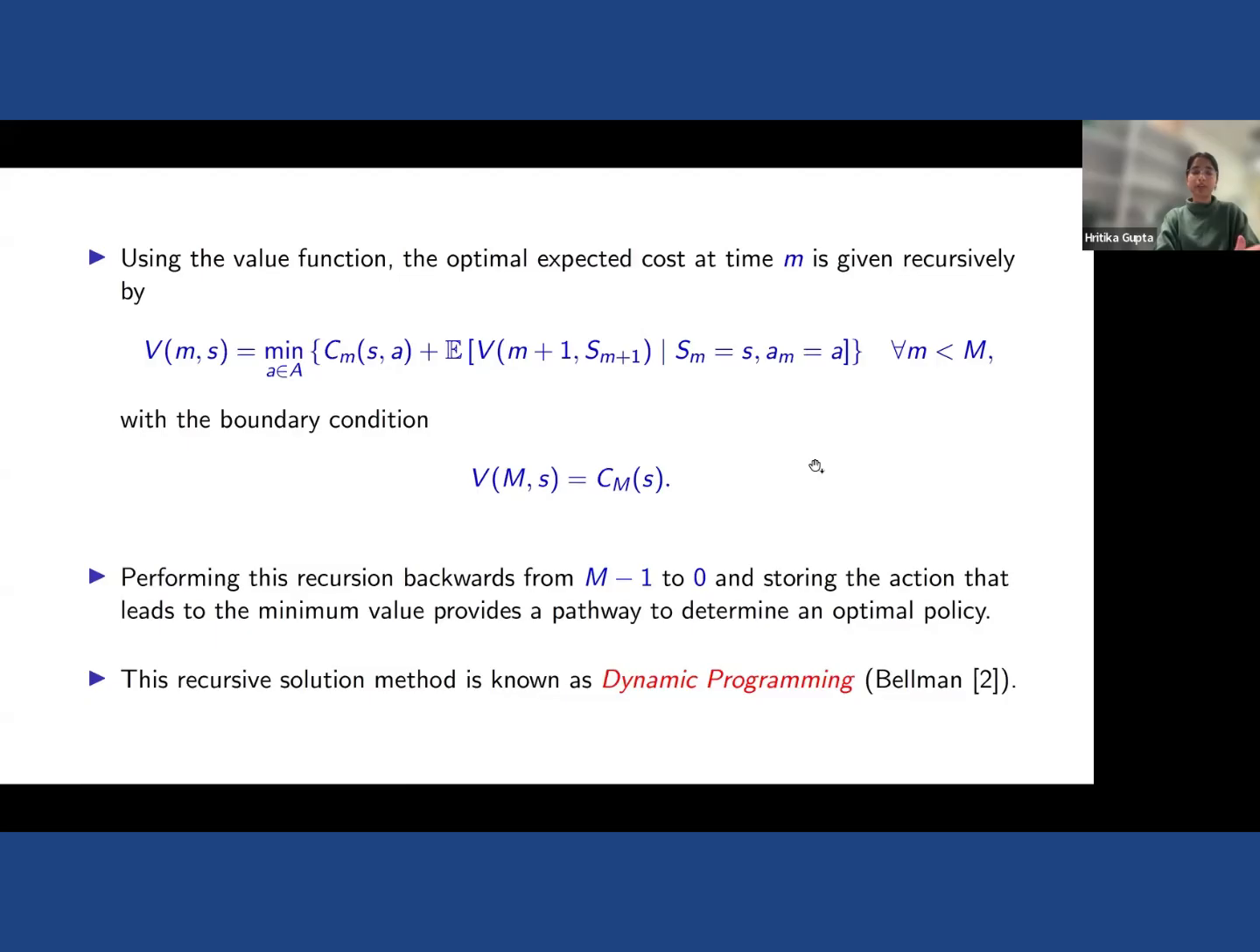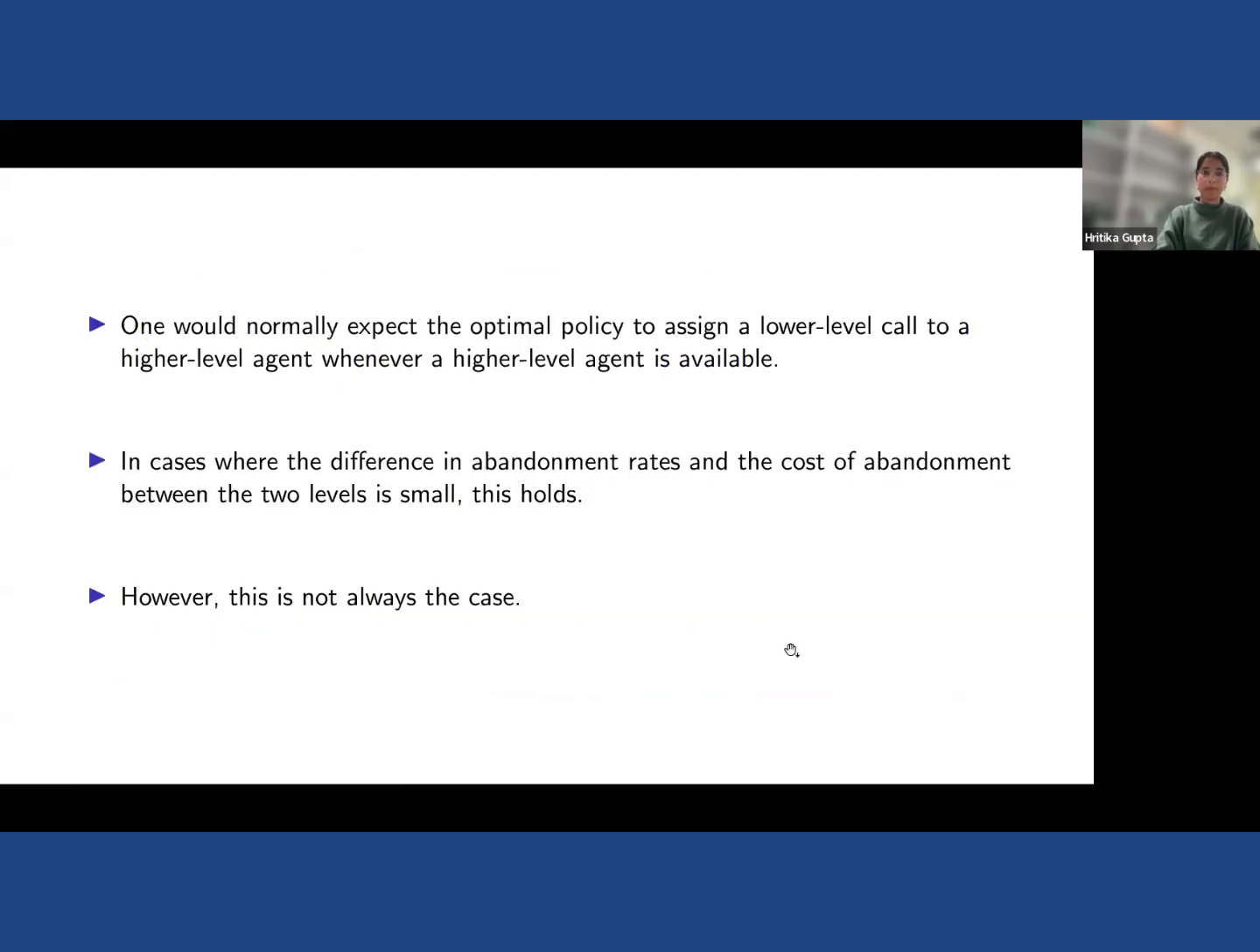So we're going to use this method on our call center system to find the optimal allocation policy. One would normally expect the optimal policy to assign a lower level call to a higher level agent whenever a higher level agent is available. This is the work conserving policy, and it would be our first guess as the optimal policy.